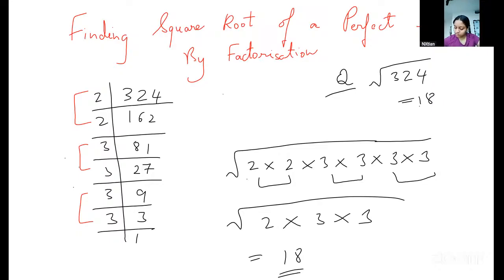Yes, ma'am. Thank you. Try another question. Try with a 4-digit number now. Find the square root of 2601. Ma'am, 2000 or 3000? 2000. 2601.